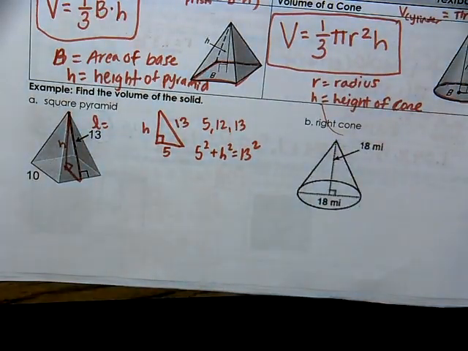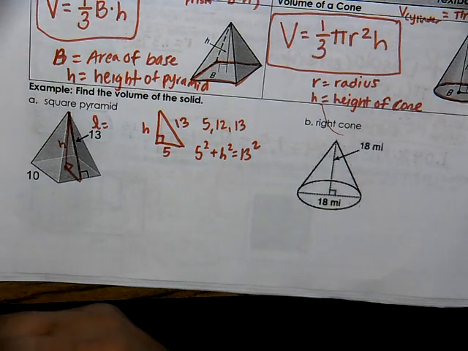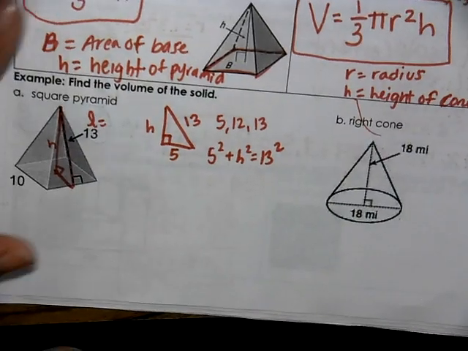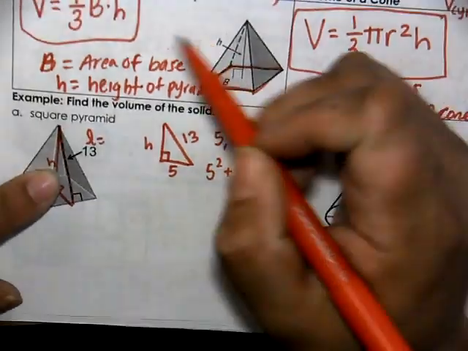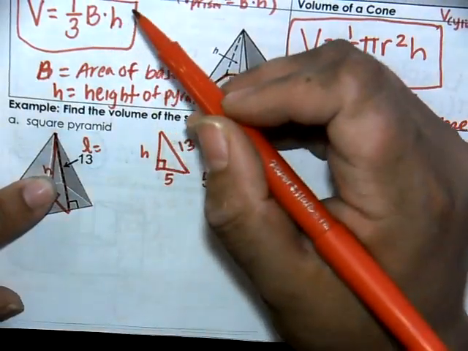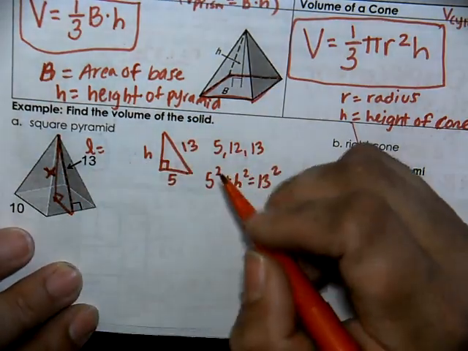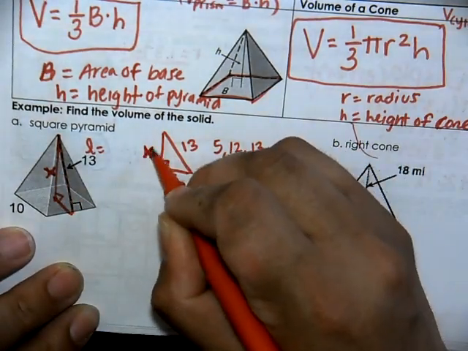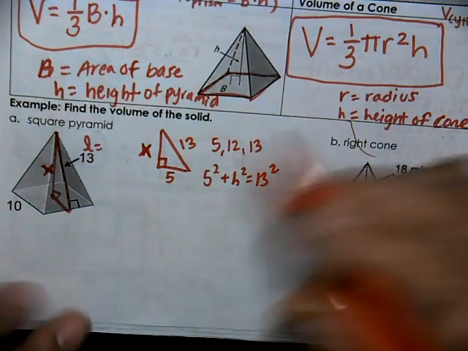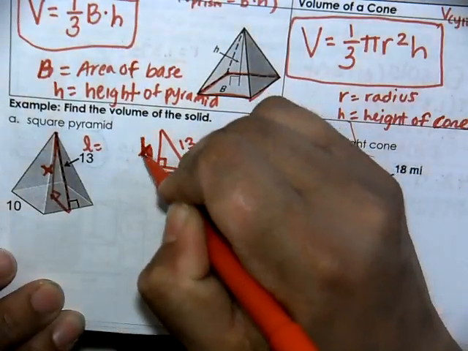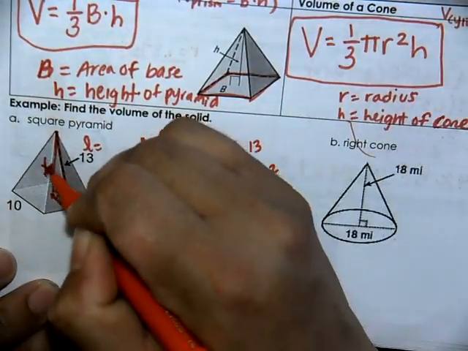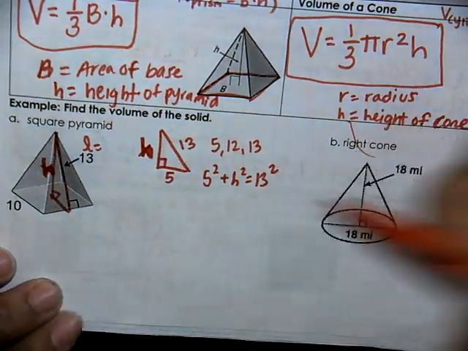5 squared plus H squared equals 13 squared. If you don't want to call it H because it's the same H here for the formula, you could have called it something else, like maybe X instead, because I don't want you to get confused. It is the height of the pyramid and the height of the triangle in this one, so I'm going to actually keep it as H.